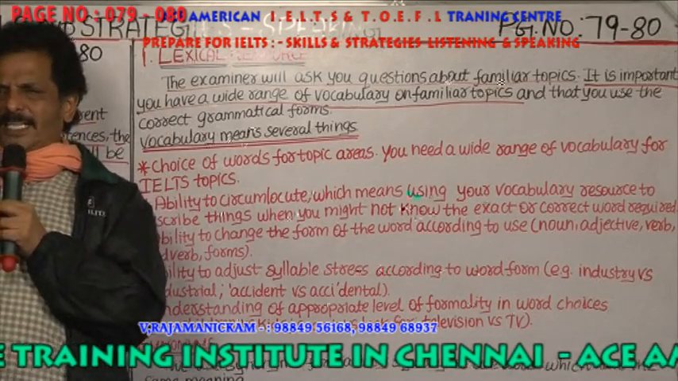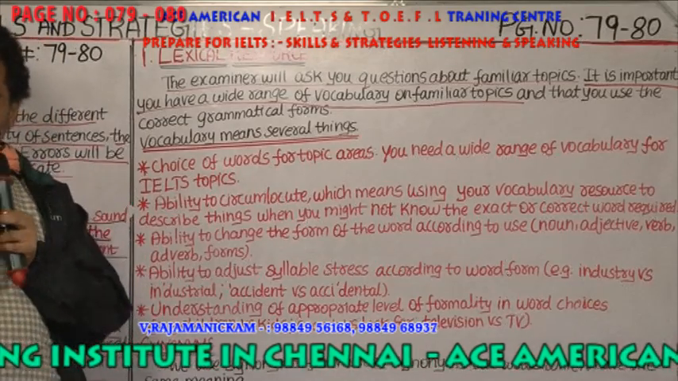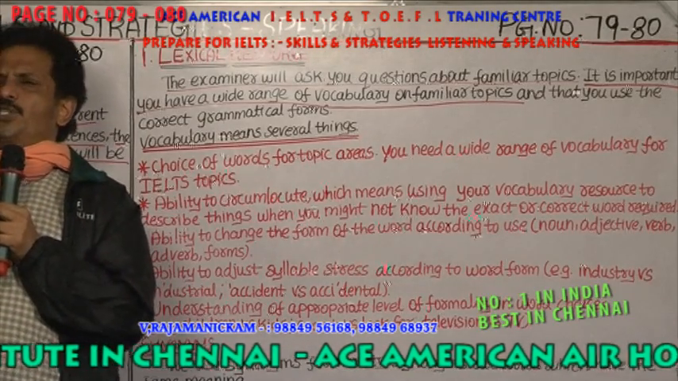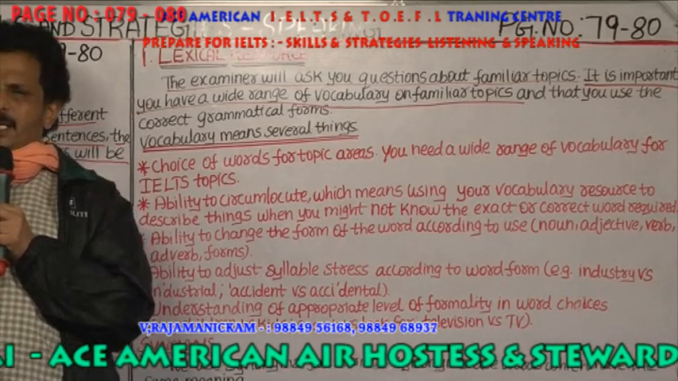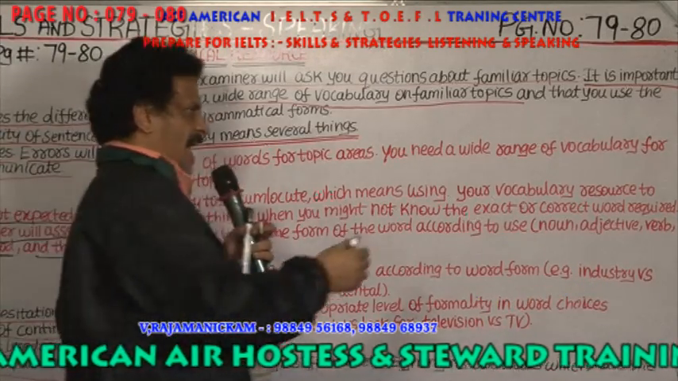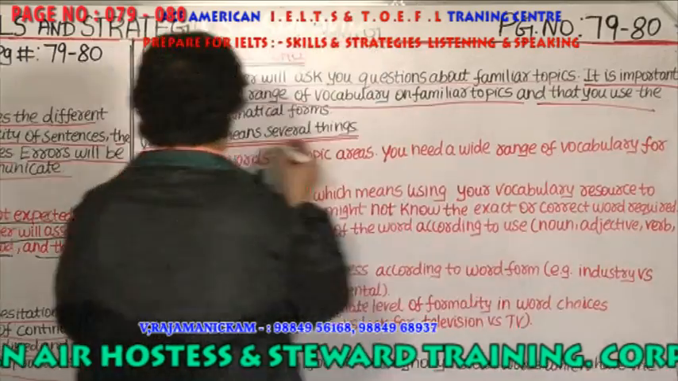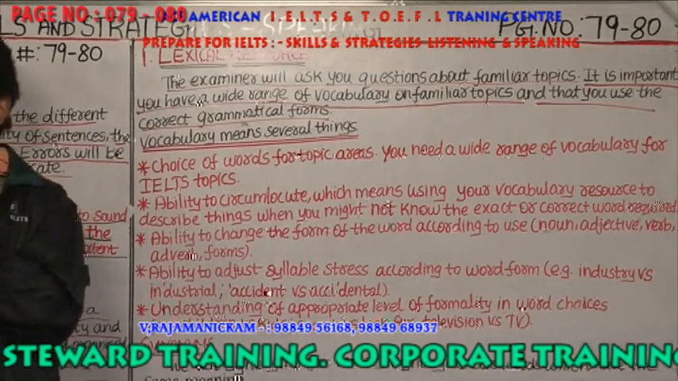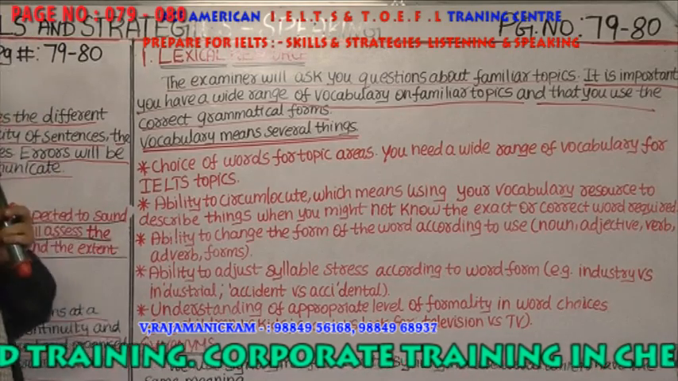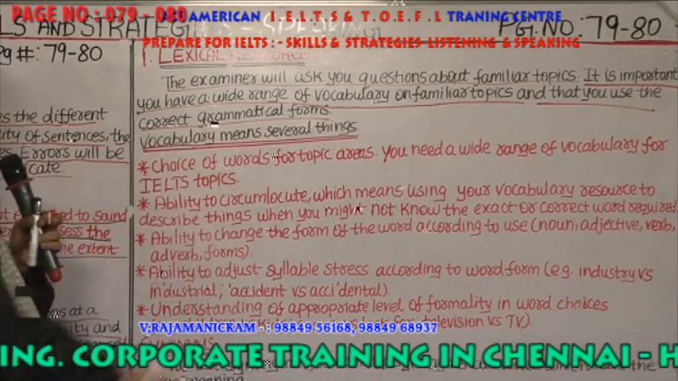And coming here, vocabulary means several things. What is vocabulary? Why does it mean several things? See, choice of words for topic areas. You need a wide range of vocabulary for IELTS topics. So various topics are given, and for all these topics you need to have vocabulary. You need to know vocabulary, the words.